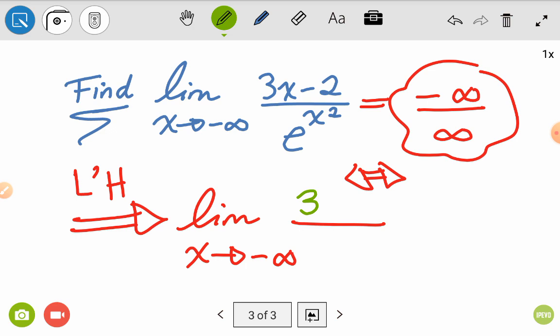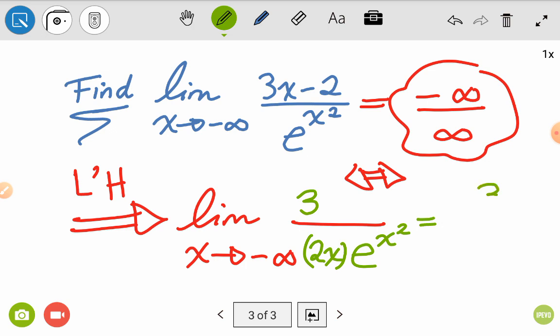What's the derivative of the denominator, the bottom here? It is e to the power of x squared. What's the derivative? Yeah, the derivative is the same, e to the power of x squared, listen, and then multiply by the derivative of the exponent, the derivative of x squared, which is 2x. Excellent. Now apply the substitution again.